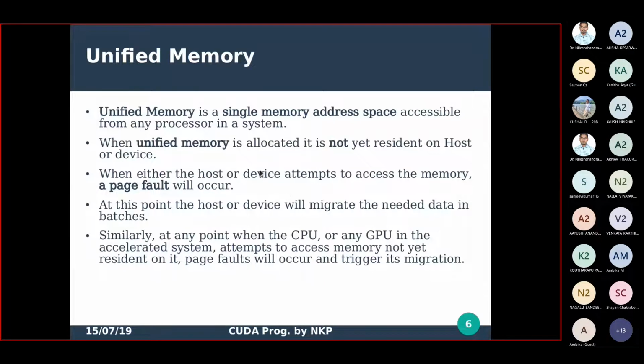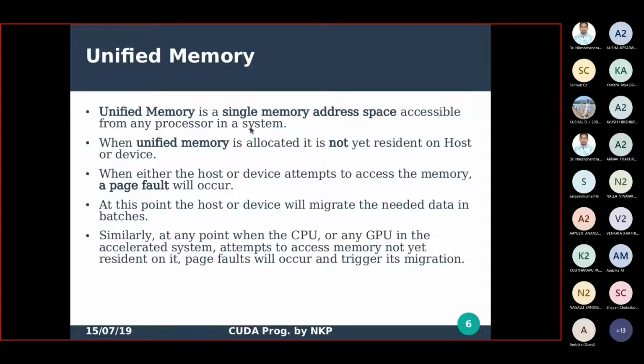Now, this unified memory is a single memory address space and accessible from any processor in the system. We are having two processors as of now. One is CPU, other is GPU. Now, you will be declaring only one variable, right? And you will not say whether it is for CPU memory or whether it is for GPU memory. You will just declare it, and you will allocate memory using CUDA malloc managed. And whenever it is required, it will be automatically transferred from CPU to GPU or GPU to CPU.